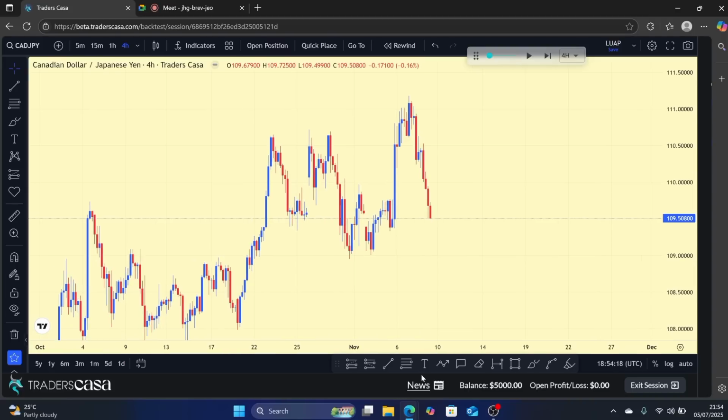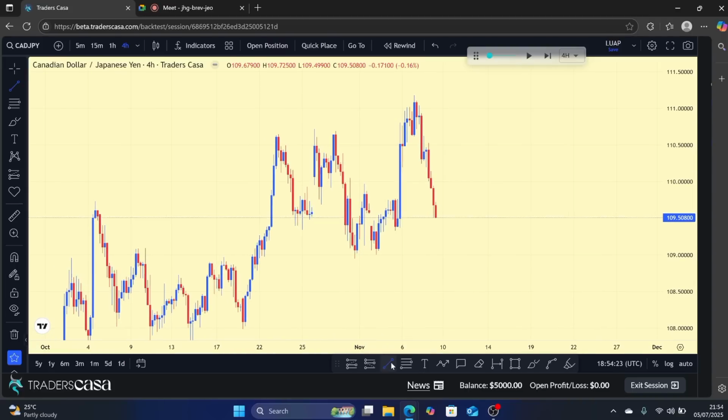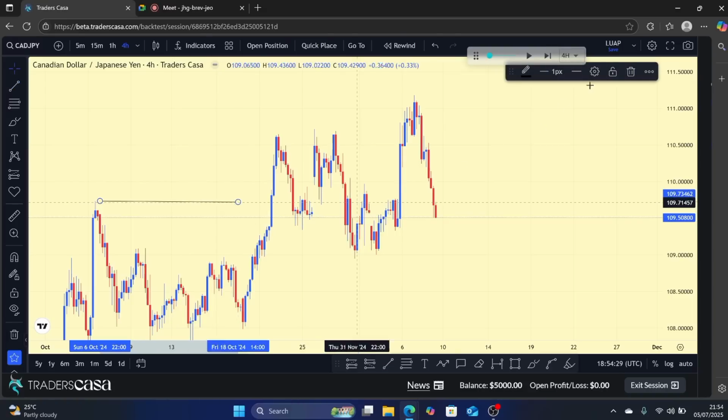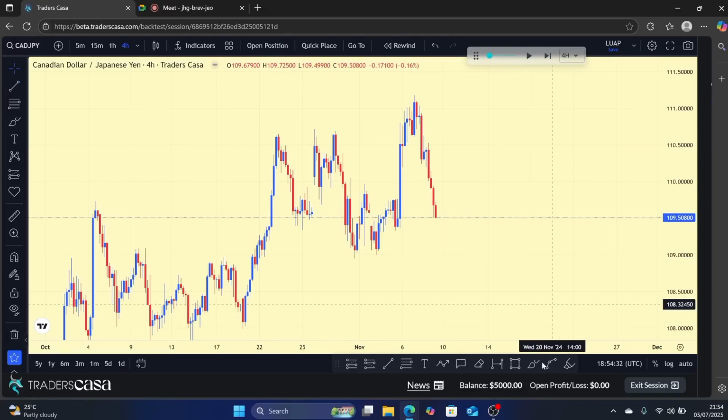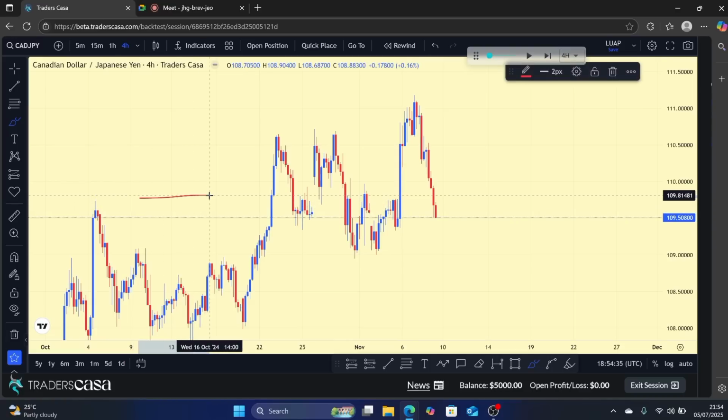So where was our previous break? Our previous break was right here. That's where our previous break was. But I love using this pen so that it doesn't matter how straight I am. So you can see that was the break, and then here you can see another break by a wick. Then you can see this here is actually the valid pullback. So this here was the recent valid pullback.